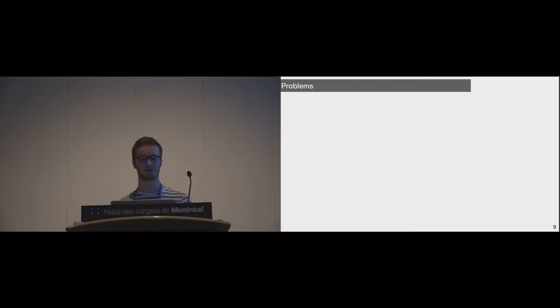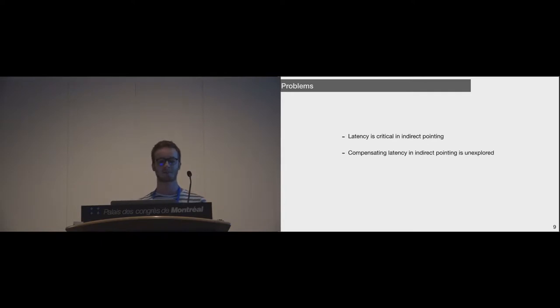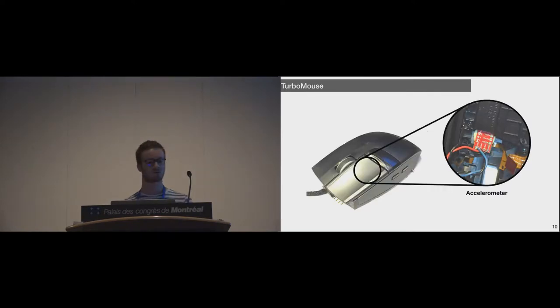To sum up the different problems, there is a critical latency in indirect pointing that impacts user performance. No technique has been designed to compensate latency in indirect pointing. Using the derivatives of positions for prediction implies inaccuracy and delay. To solve these problems, we propose TurboMouse, a compensation technique that uses an accelerometer embedded in the mouse.